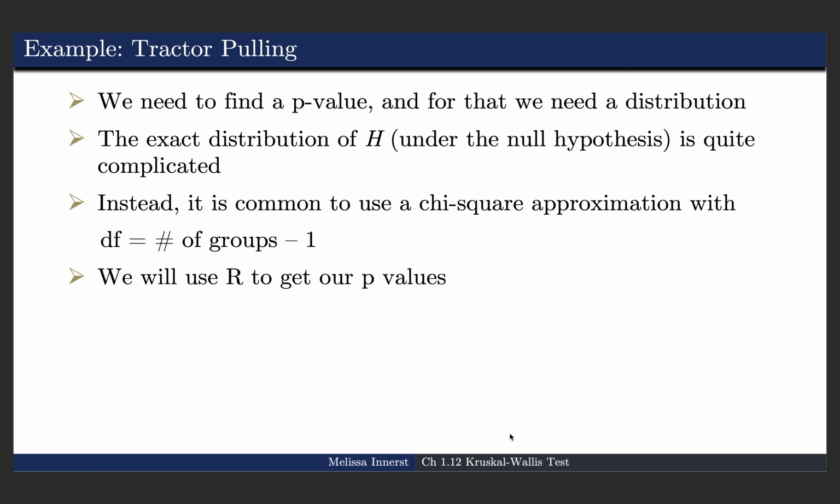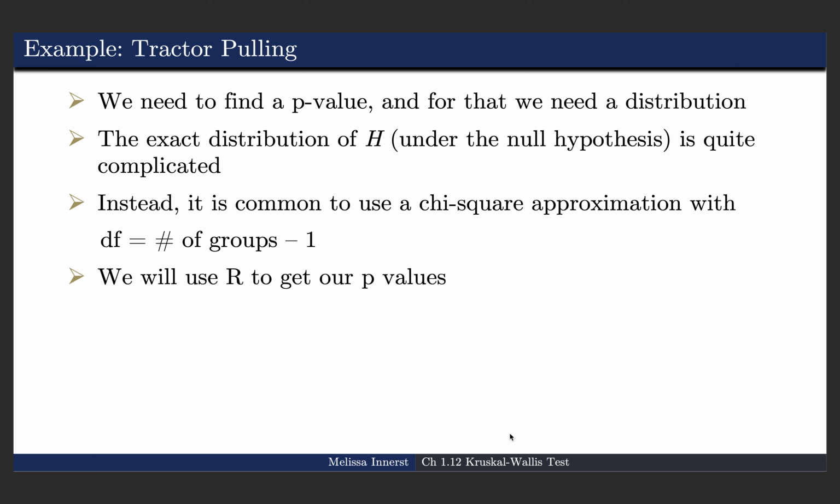Like any other test we've done so far, we need to calculate a p-value. To calculate a p-value, we need some distribution. I sort of glossed over the distribution for the Wilcoxon signed rank test, but we'll go into a little more depth here. The exact distribution of H under the null hypothesis is actually quite complicated, and so it's way over the level of this course. But a useful approximation is the chi-squared distribution, and that's what most people use.